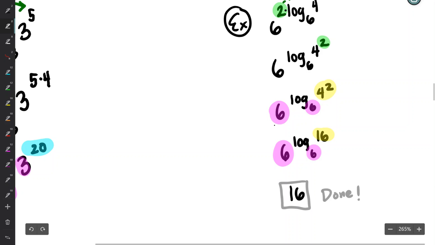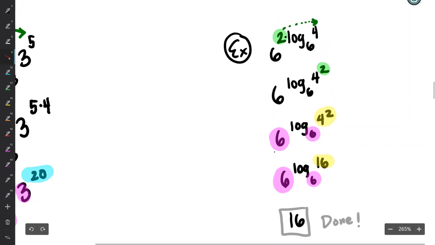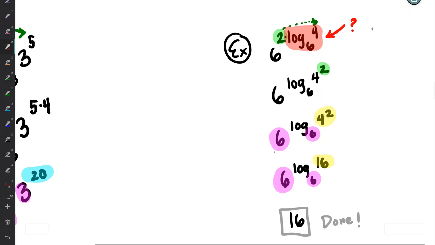So on this one, I had to use that power property to simplify, because this log base 6 of 4 was something that I couldn't deal with. 4 is not a perfect power of 6, so I needed this property.